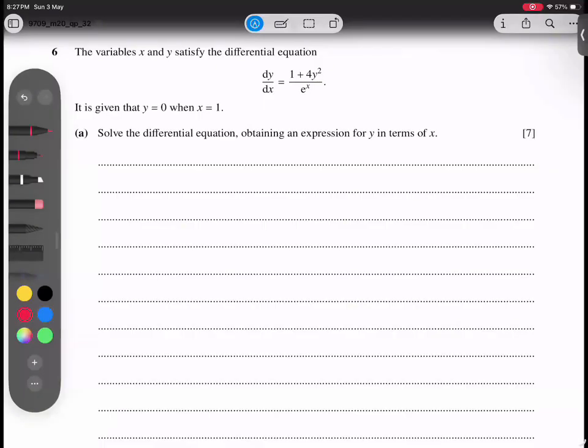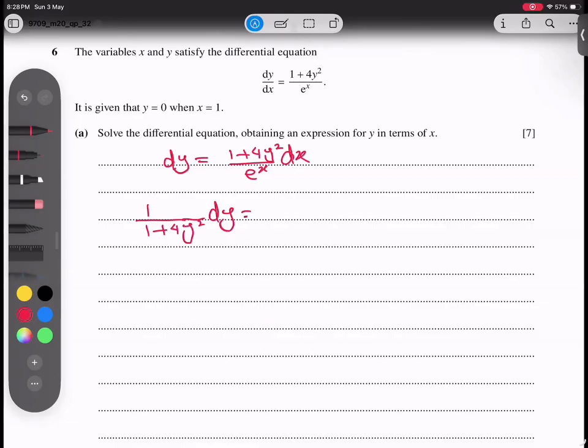Question number 6, students, we have now, and the topic is differential equations. So step number 1, separation of variables. So I will cross multiply. When I cross multiply, dx will come here only. So I will get, students, 1 plus 4y square over e to power x into dx. And here dy. I'll bring this y component to the left hand side. So it will turn out to be 1 over 1 plus 4y square.